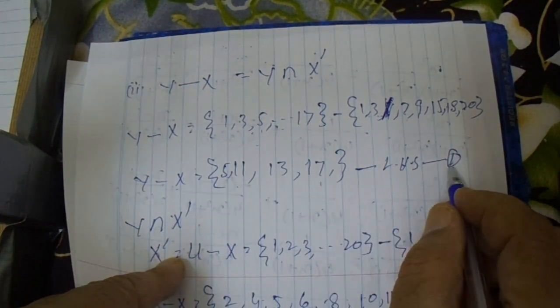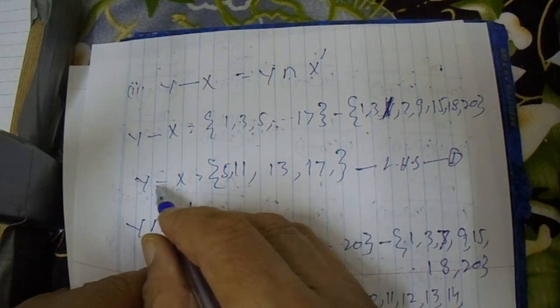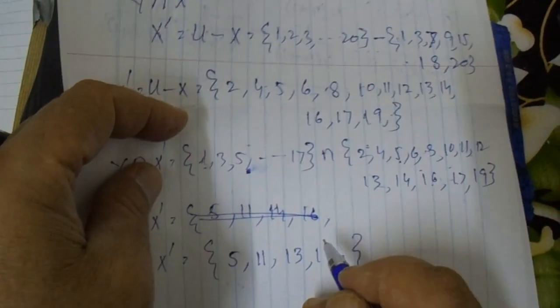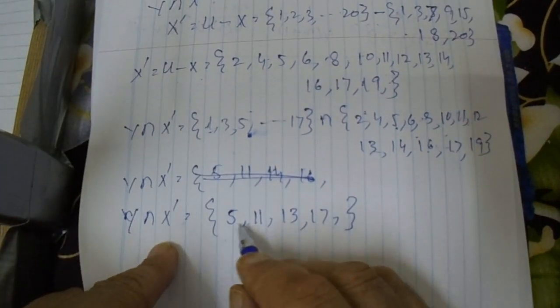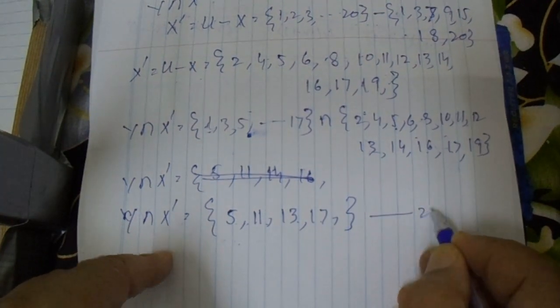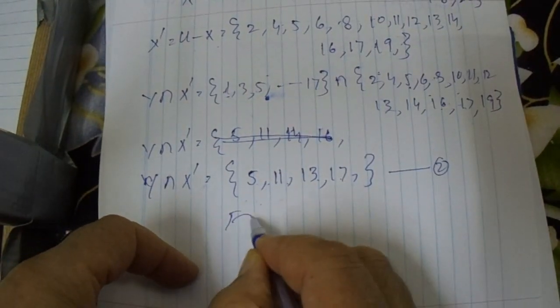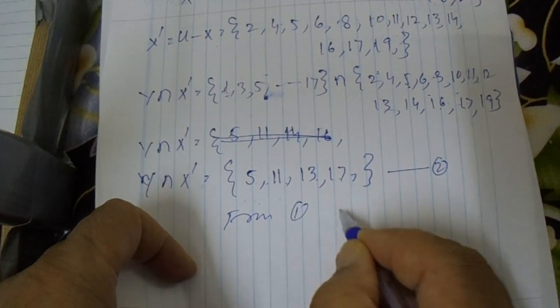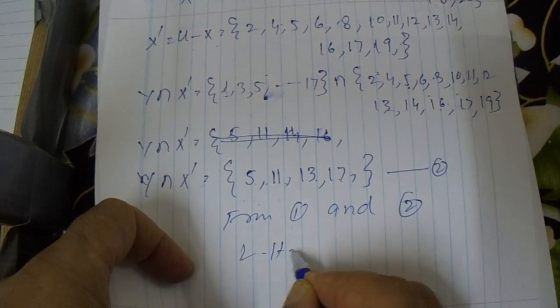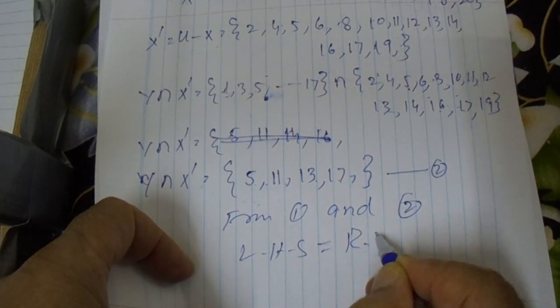Now this is our left hand side, and y minus x is equal to 5, 11, 13, 17, and this is what we have found, 5, 11, 13, 17, and this is our second result from 1 and 2. Left hand side is equal to right hand side.